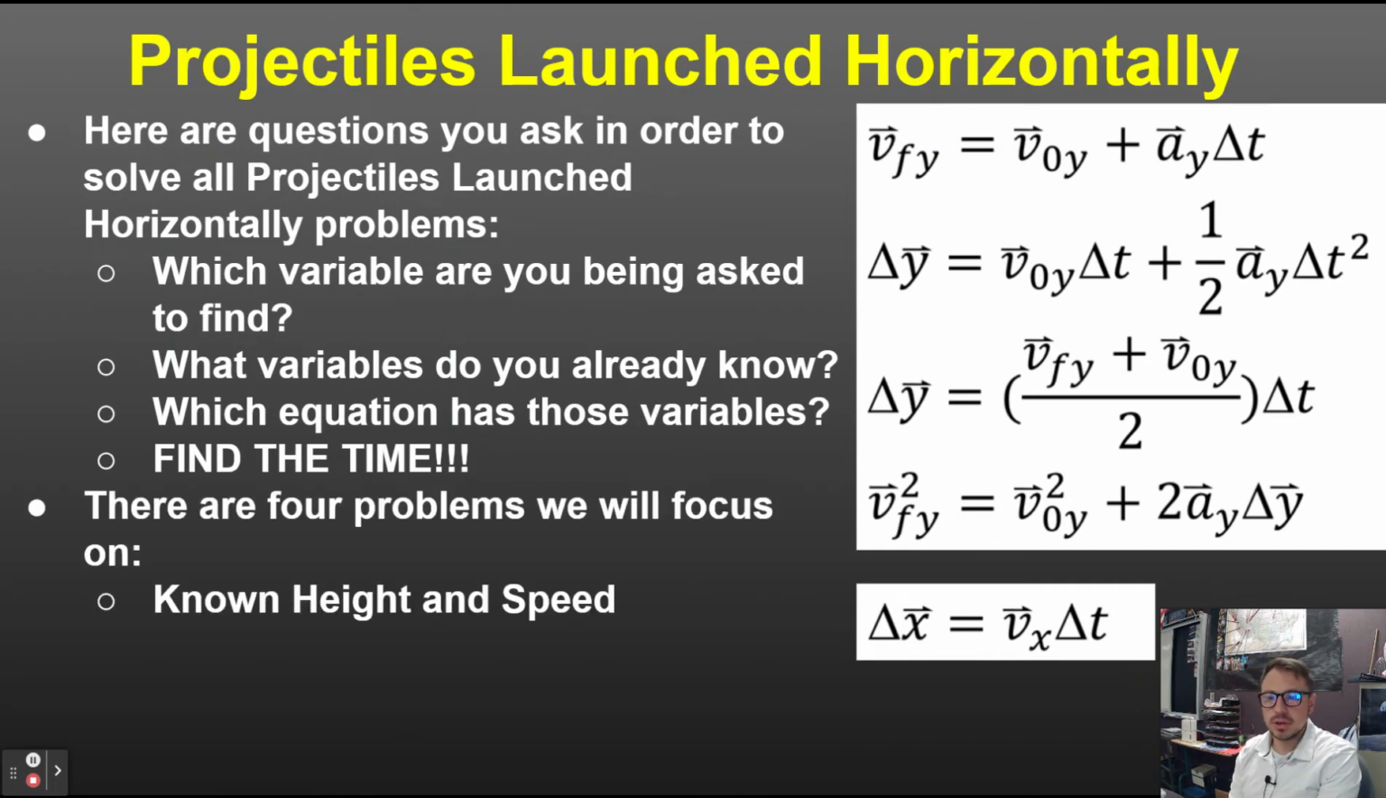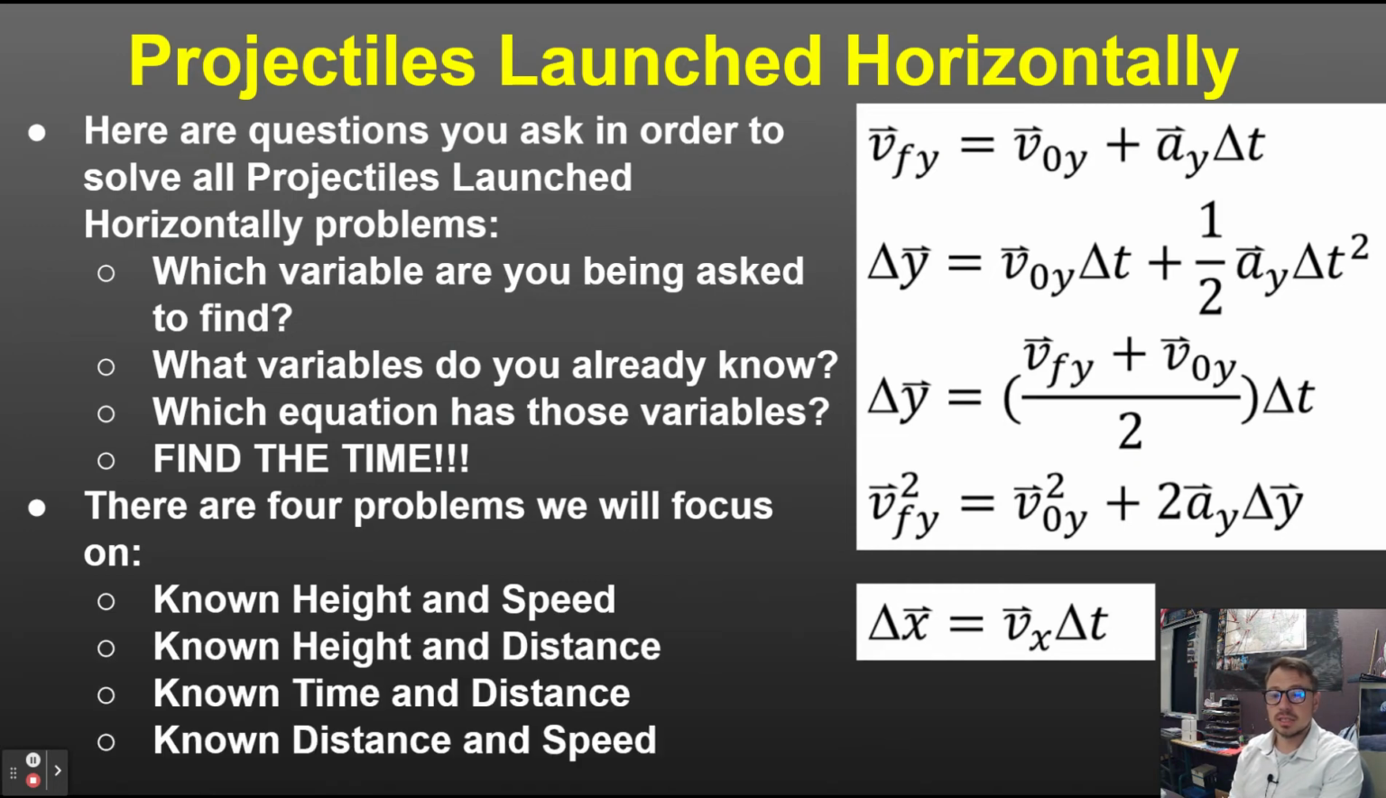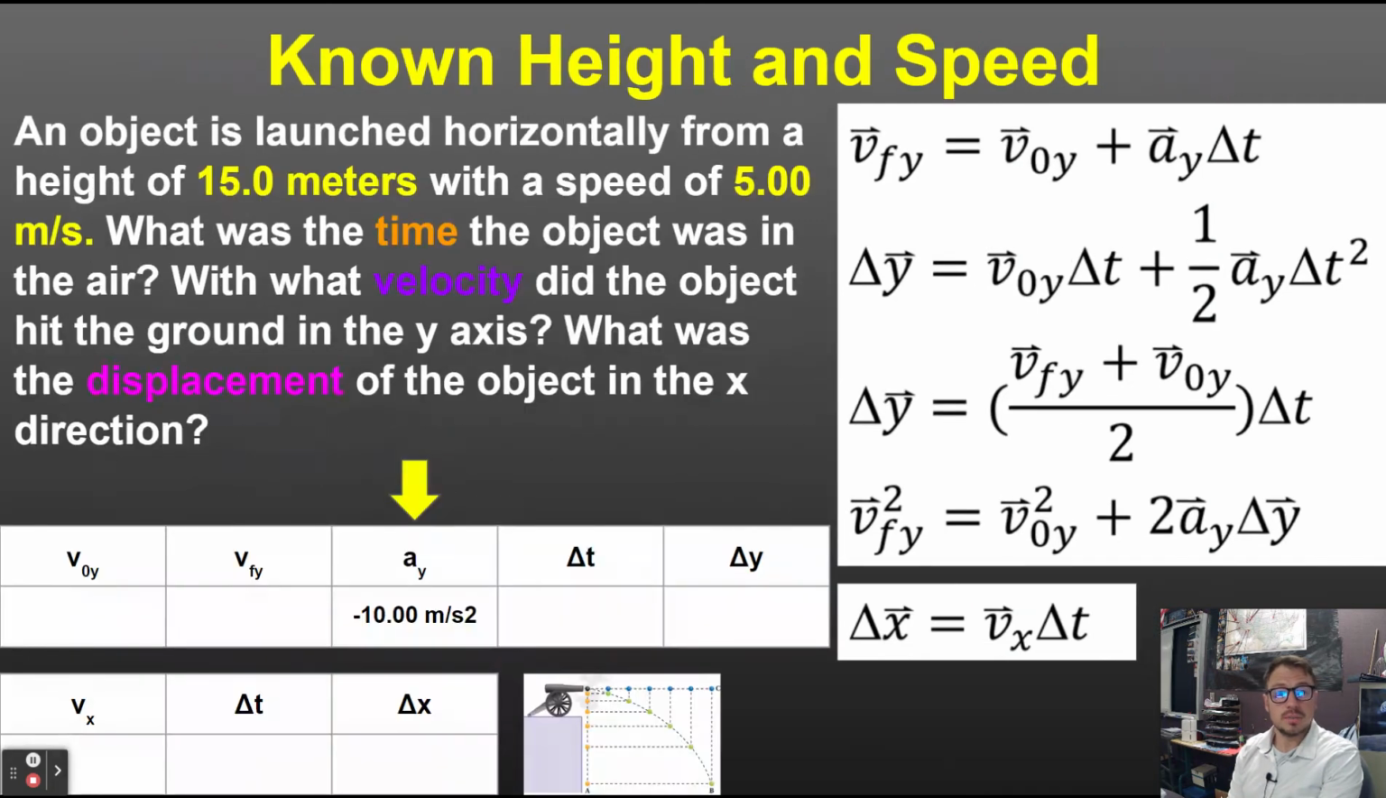Now there are 4 problems that we're going to focus on: known height and speed, known height and distance, known time and distance, known distance and speed. So let's just take a look at the first one, known height and speed.